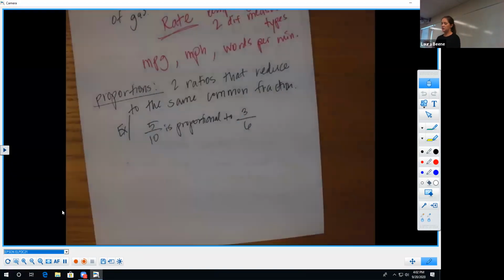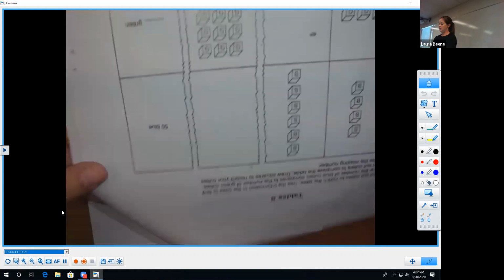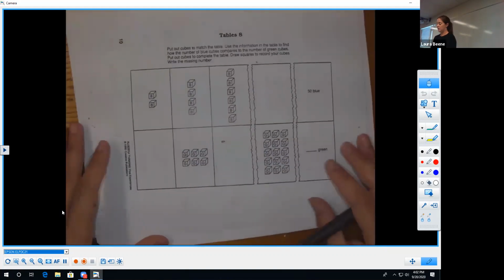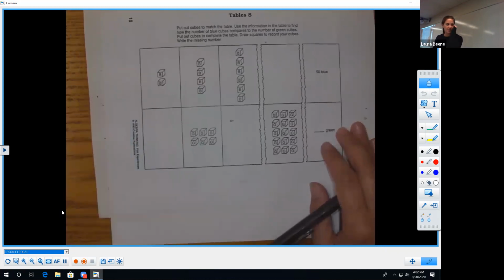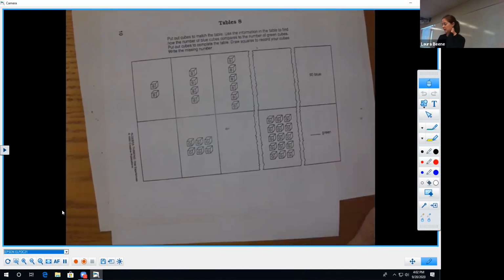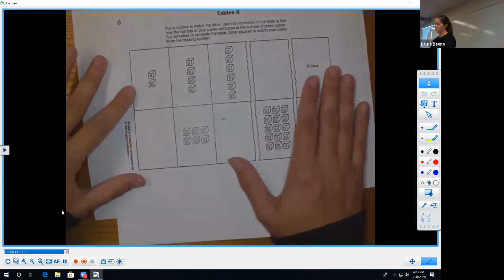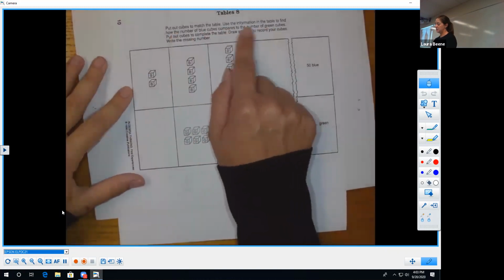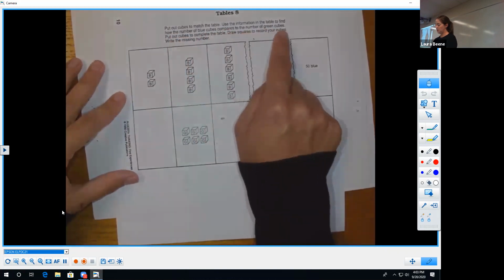Okay, so now I want you to go to the back of that fraction paper. This is table 8. We're going to look at this. If you were in class, we would probably get out some counters and use them here. We're not going to do that, obviously, since you don't have those at home, but it's kind of drawn out here for you. So it says, use the information in the table to find how the number of blue cubes compares to the number of green cubes.